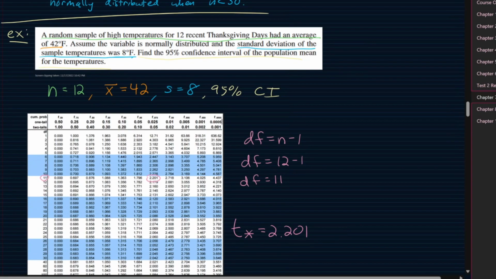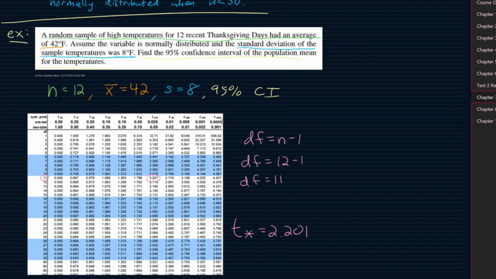So here we looked at an example, and it does say there in the blue, the standard deviation of the sample temperatures was 8 degrees. So that's the key word there. It says the sample standard deviation, or the standard deviation of the sample. That's S, not sigma. Sigma would be the standard deviation of the population.